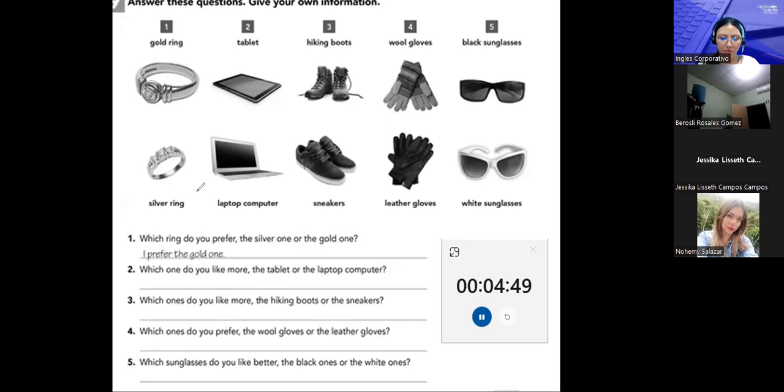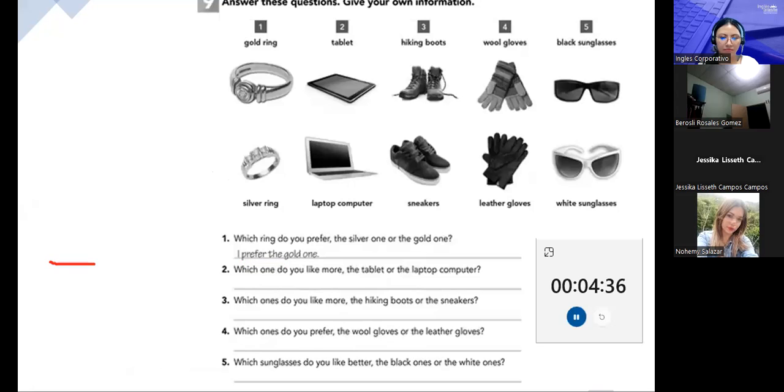Aquí está el ejemplo. ¿Cómo responder? I prefer the, and then you mention which of those two do you prefer? ¿Cuál de los dos prefieren? Vamos ahorita a escribir. Vamos, clase. Which one do you prefer? Okay, write the information. 5 minutitos. Luego vamos a comparar. Okay? And that's it.